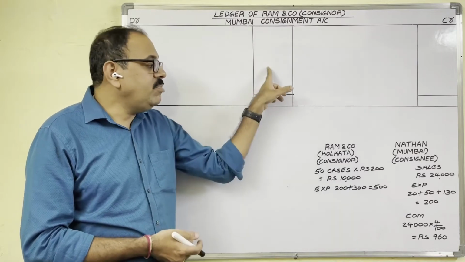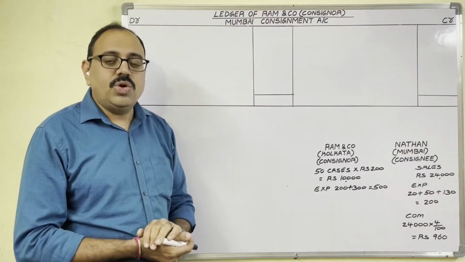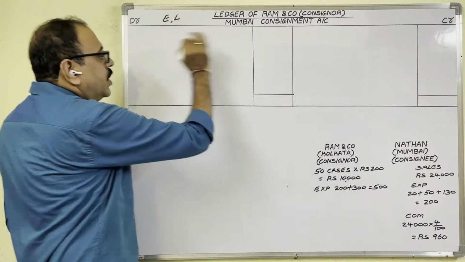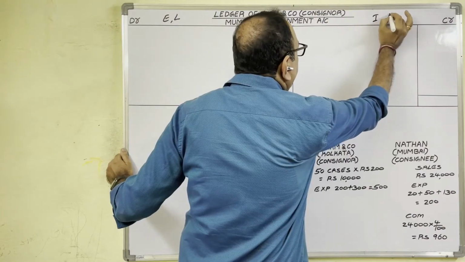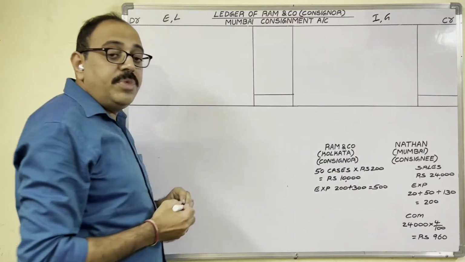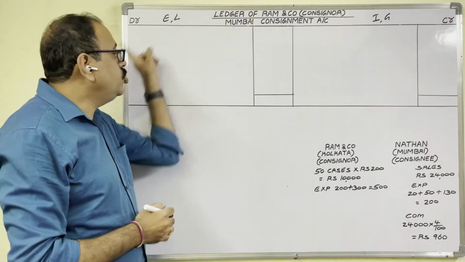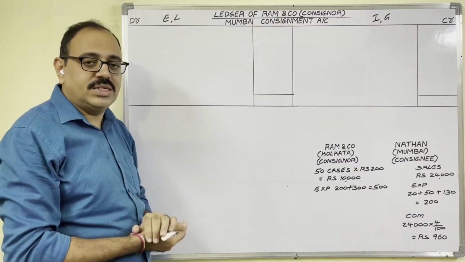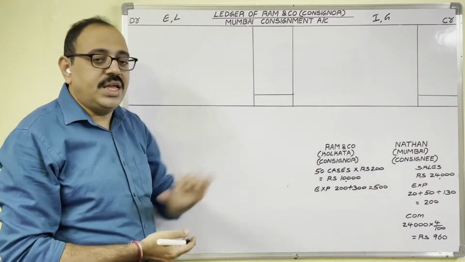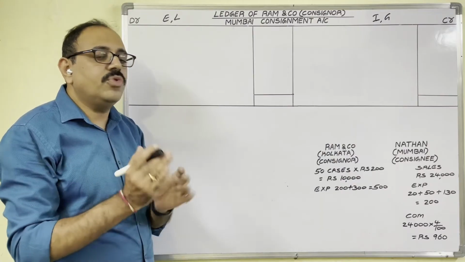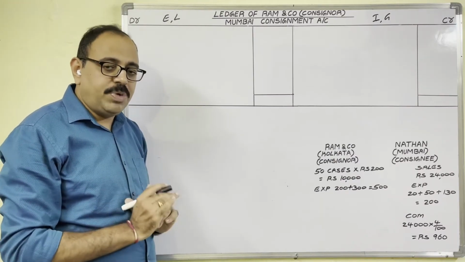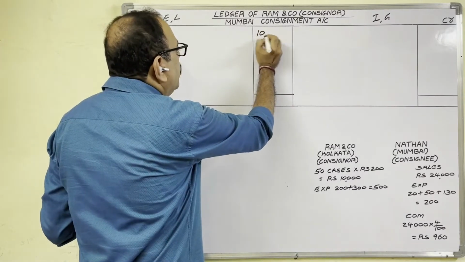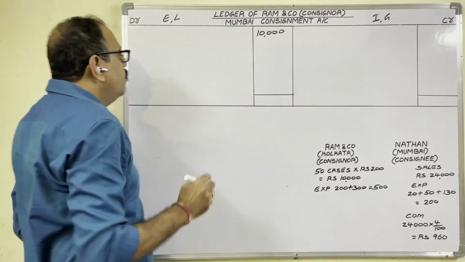The consignment account is a nominal account. The nominal account rule: debit all expenses and losses, credit all incomes and gains. Therefore, consignment business related expenses we show on the debit side, and consignment business related incomes on the credit side. 10,000 worth of goods he is sending. 10,000 represents the cost of goods sent. Cost means expenditure, so it should be debited. So 10,000 rupees we show on the debit side of the consignment account. What to write for this?